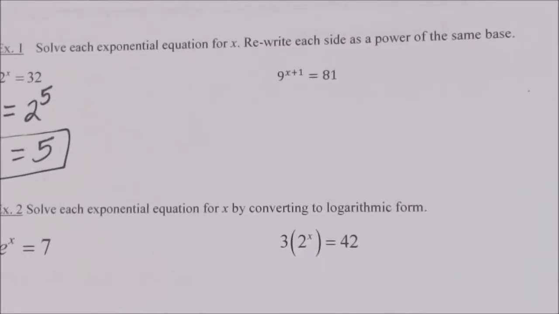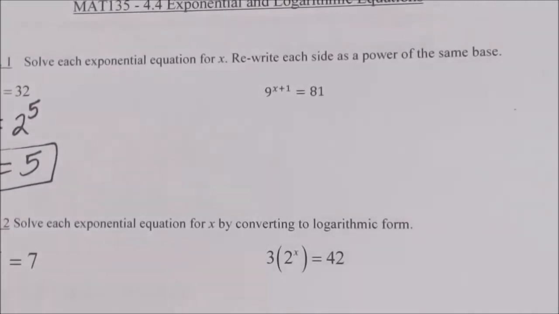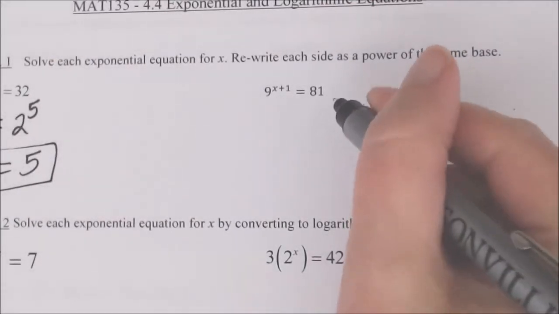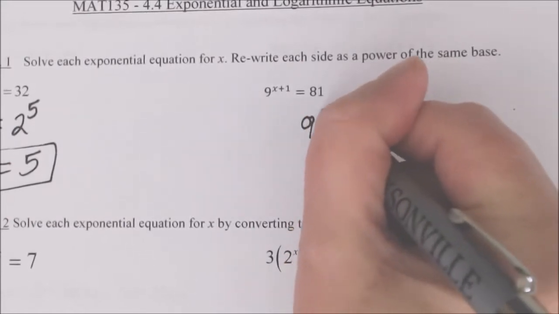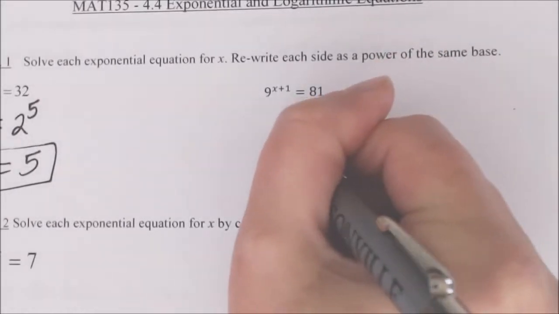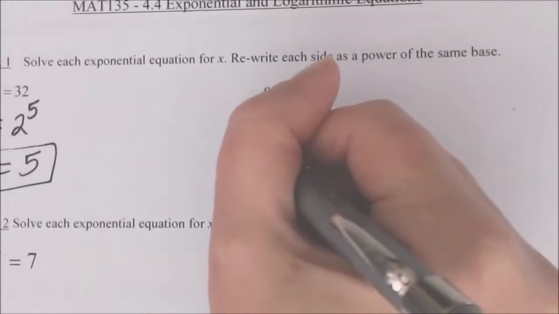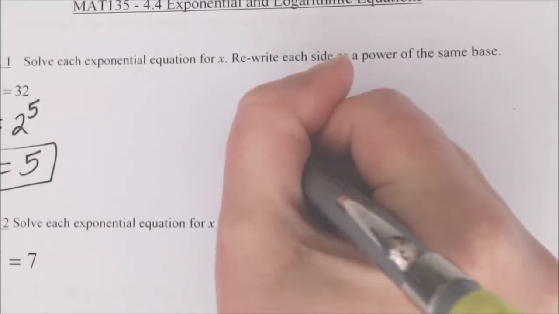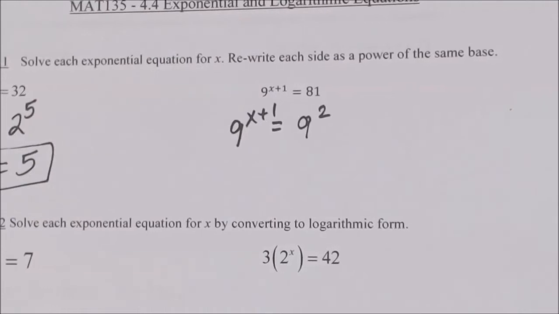Take a look at the next question. We've got 9 to the x plus 1 equals 81. So think about, could I rewrite both sides as a power of the same number? You may notice that 81 is a power of 9. 81 is 9 to the 2nd power. So I'm going to rewrite the 81 as 9 to the 2nd power. And the left side already has 9 as the base, so I'm just going to rewrite it as 9 to the x plus 1 power.